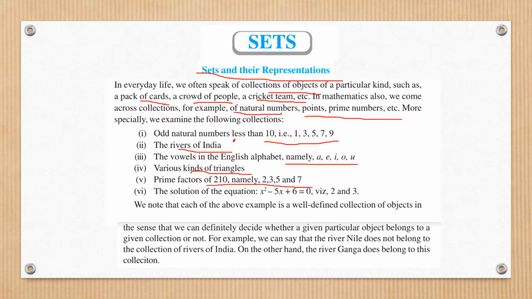So see here only prime factors are taken, right? You will not find 21 and 10, we have not taken them. Only prime factors are there. The solution of the equation x squared minus 5x plus 6 equal to 0, which has roots 2 and 3.